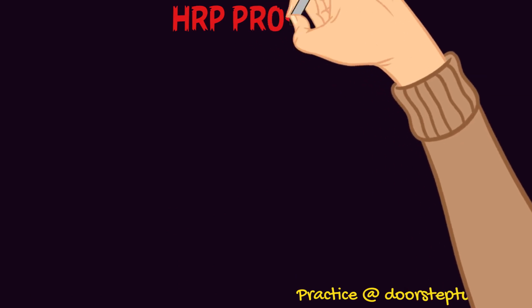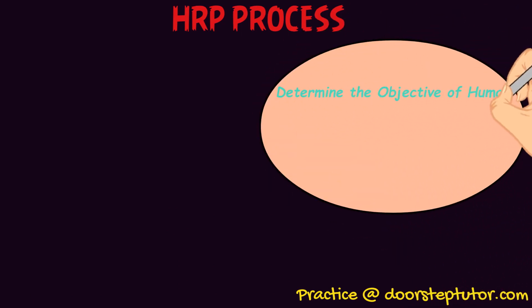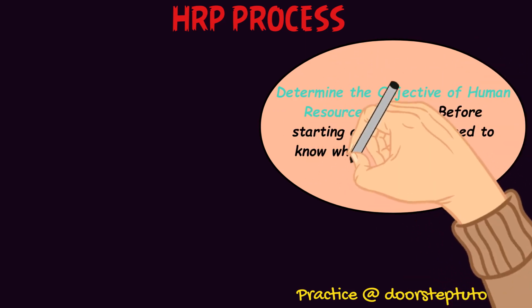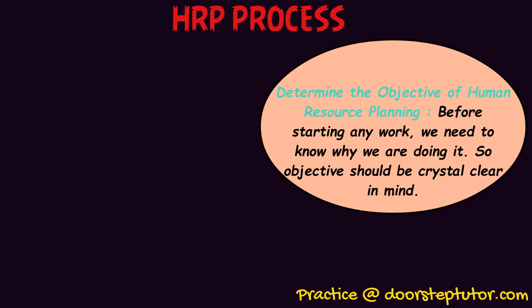Now let us discuss the human resource planning process in detail. So the first one is determine the objective of human resource planning. Yes, very right. Before starting any work, we need to plan what our objective is, okay? We have to be very clear of our objective in our mind, right? So the first step is determining the goal of human resource planning, okay?